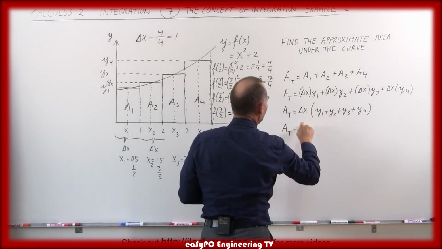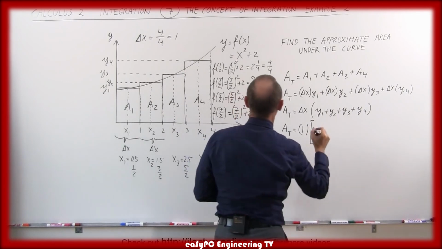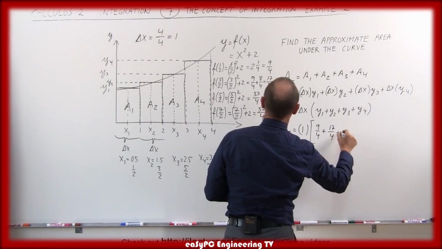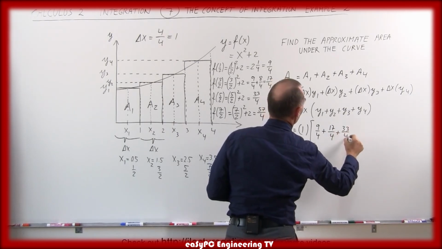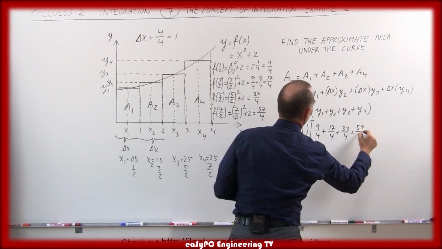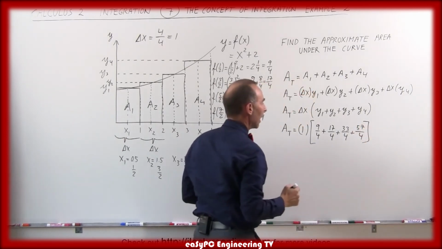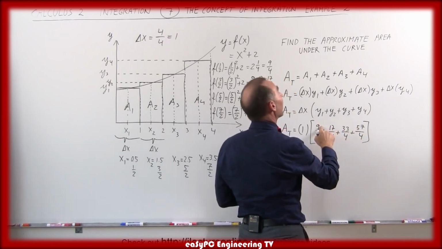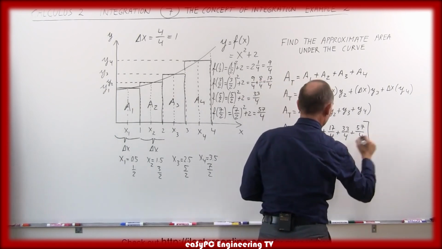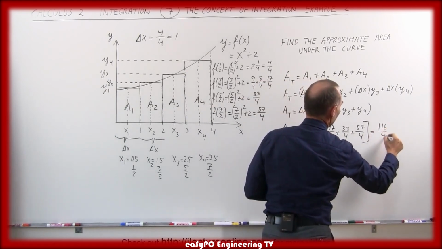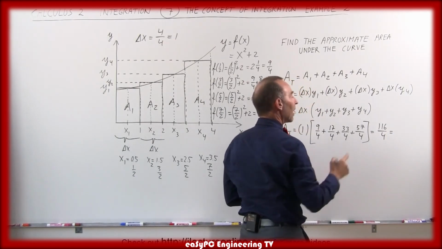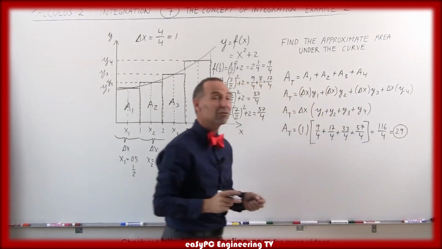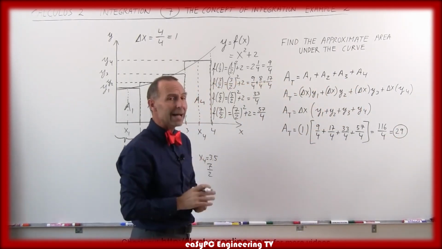The total area is equal to 1 times y1, which is 9/4 plus 17/4 plus 33/4 plus 57/4. Adding those together, that would be 90, that's 107, plus 9, that would be 116 divided by 4. 4 goes into 12 three times, plus 4, that would be 29. So the total area, as approximated by this method, is 29.